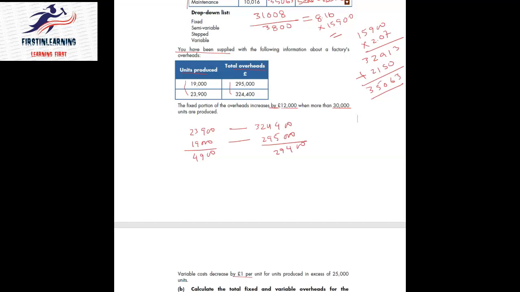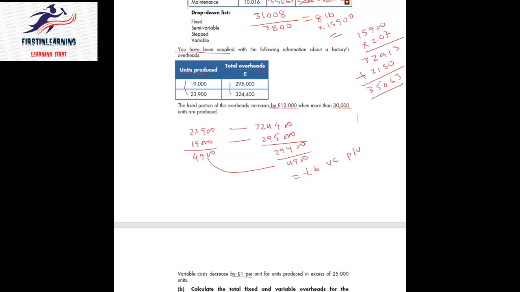29,400. And if we would like to find out how much the variable cost per unit is, we divide by the unit difference, so 4,900. So if I divide 29,400 by 4,900, that will give me £6 variable cost per unit. Now I have the variable cost per unit. Now I will be able to identify how much the fixed cost is.